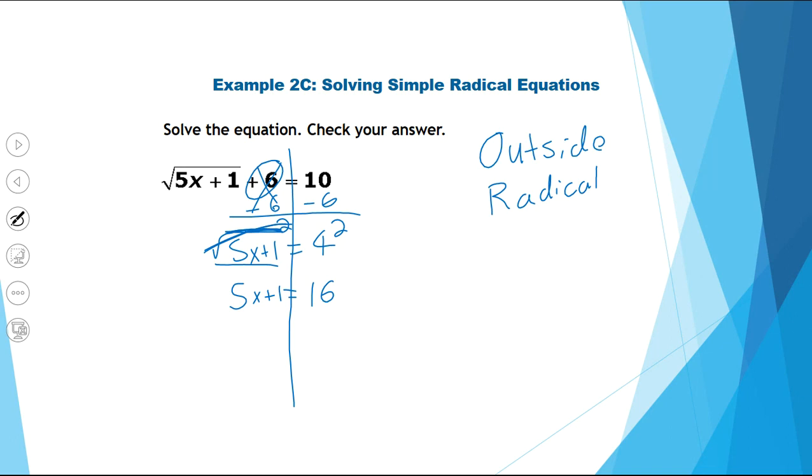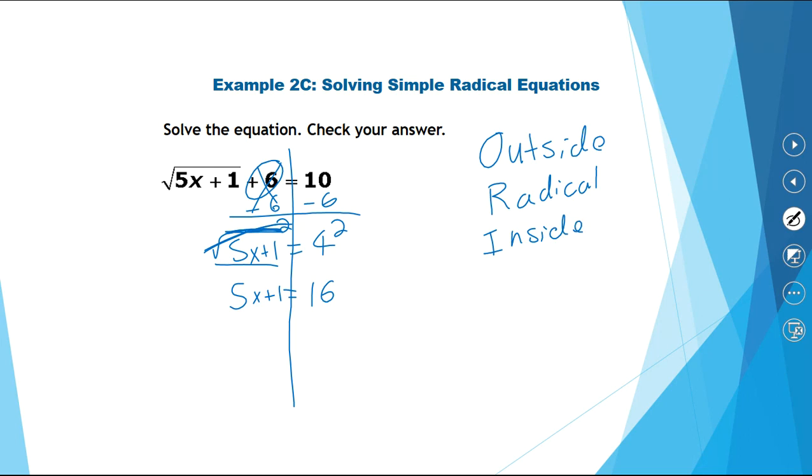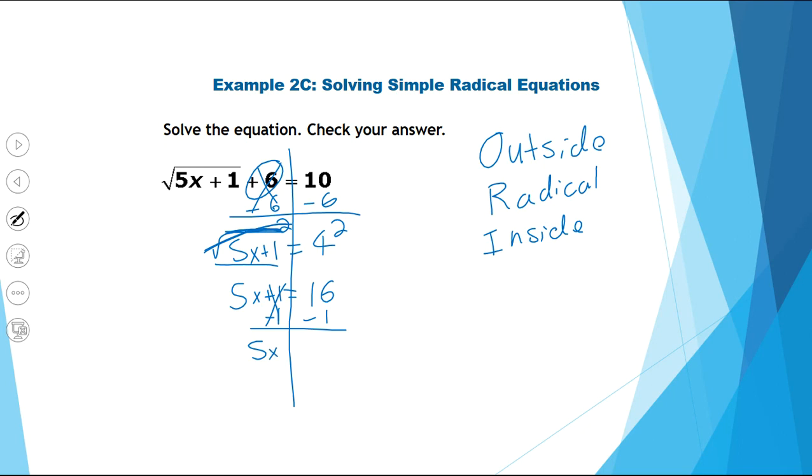And now I'll solve what was inside the radical, which, at this point, is a regular equation. So subtract 1, we'll have 5x equal to 15. Dividing by 5, we will have x equal to 3.